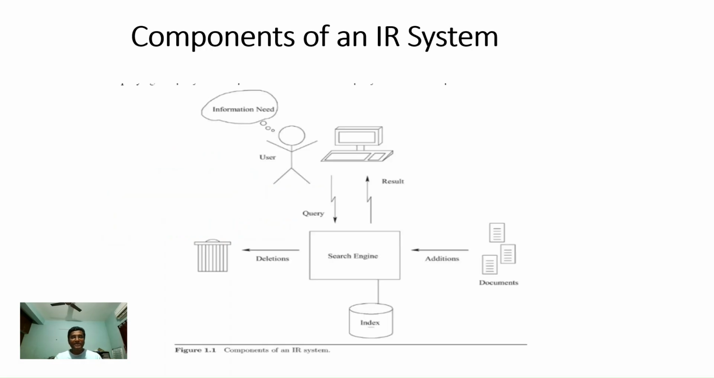And yes, what you can see here are the components of an information retrieval system. You can see the information need of a user. He will process the query into the search engine, right? And the search engine will see what comes out as an index, with the additions, it will get ahead with the additions and remove the deletions and put back the result to the user. So these are the generic components of an IR system.